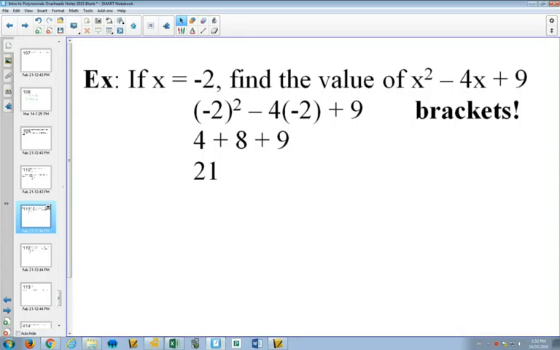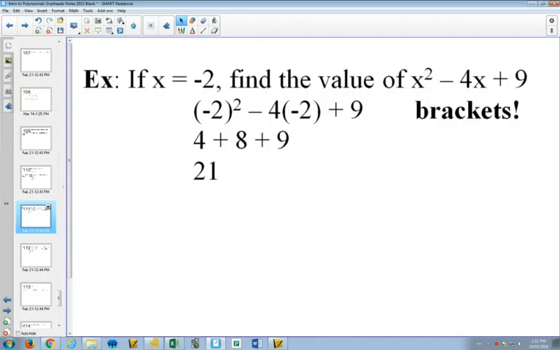So here's another example. This example, the expression has more than one x. We have an x squared minus a 4x plus 9. And we say, well, if x is equal to negative 2, what is this expression equal to? And again, we substitute it in with brackets at first. Wherever there was an x, we write a negative 2.